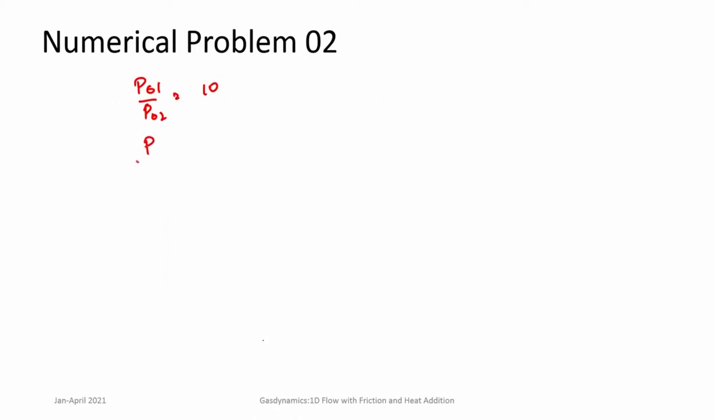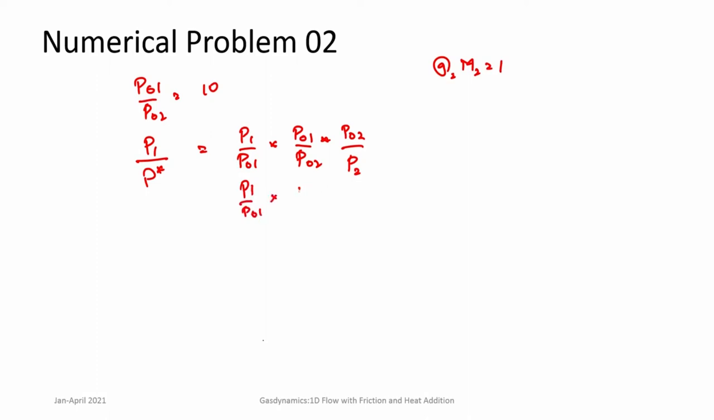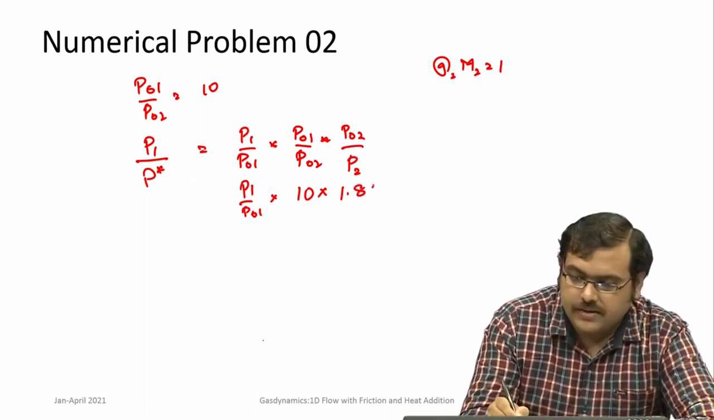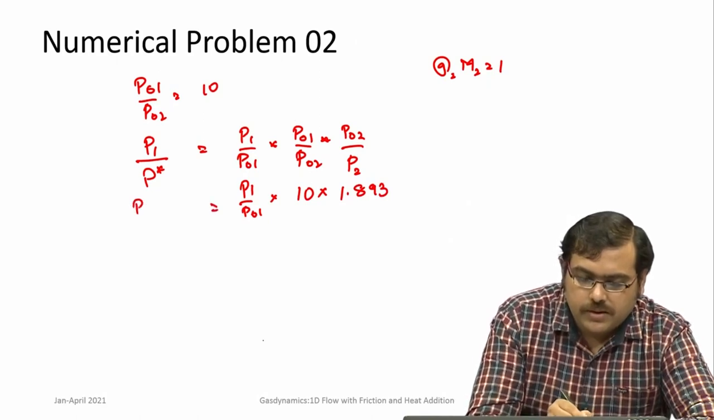We know that it is P1 by P star. This can be written as P1 by P01 multiplied by P01 by P02 multiplied by P02 by P star, or P2, since P2 is actually P star in this case. P01 by P02 is given. And also we know that at 2, Mach number M2 is equal to 1. Therefore, P02 by P2 is also known at that particular point. So this is P1 by P01 multiplied by 10 multiplied by 1.893, which should be equal to P1 by P star.